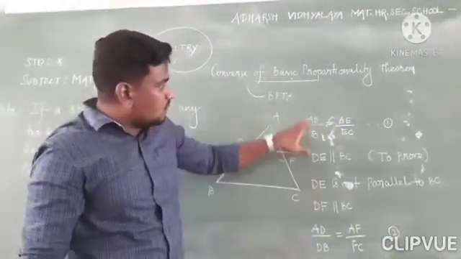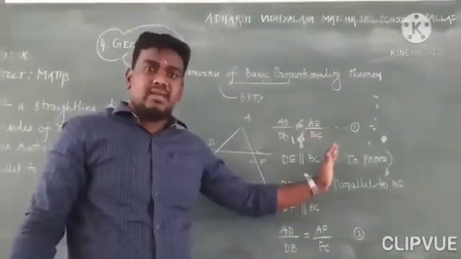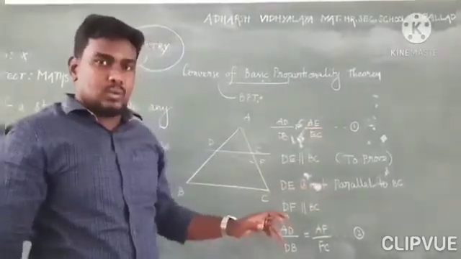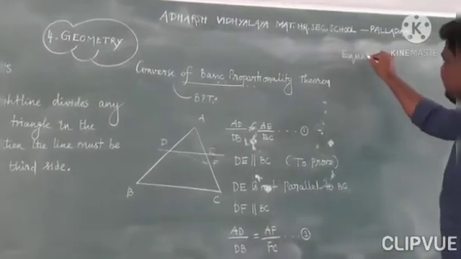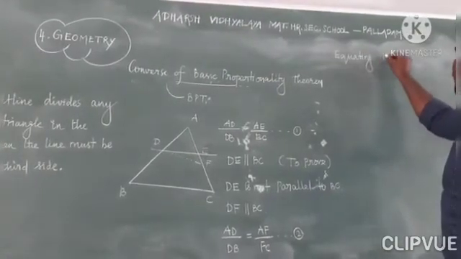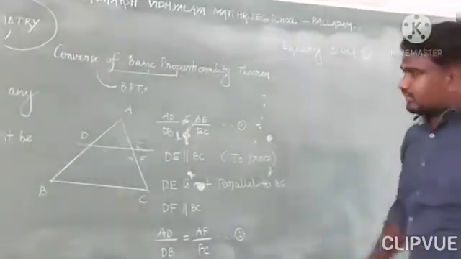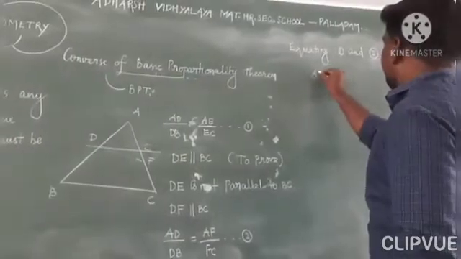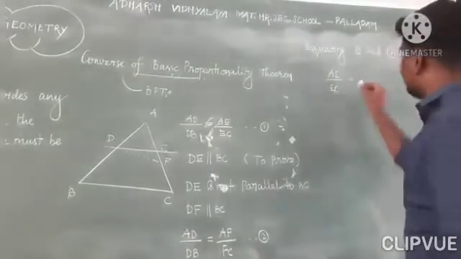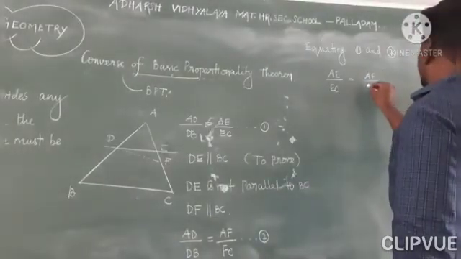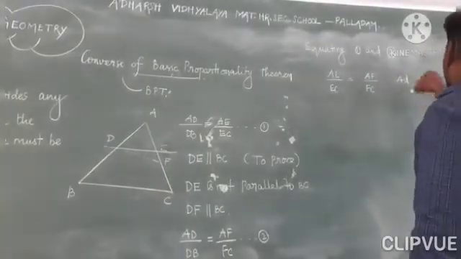From 1 and 2, both equations have left hand sides equal, so the right hand sides must be the same. So equating 1 and 2, after equating we will get AE by EC is equal to AF by FC. Okay, so now adding 1 on both sides.